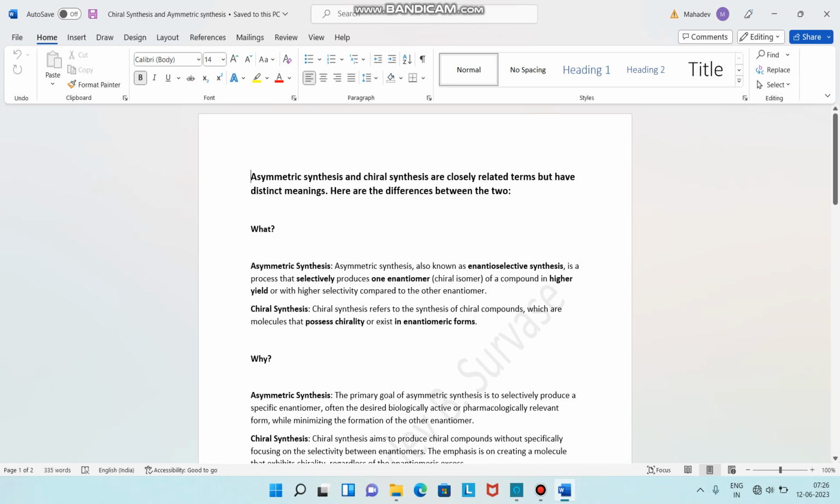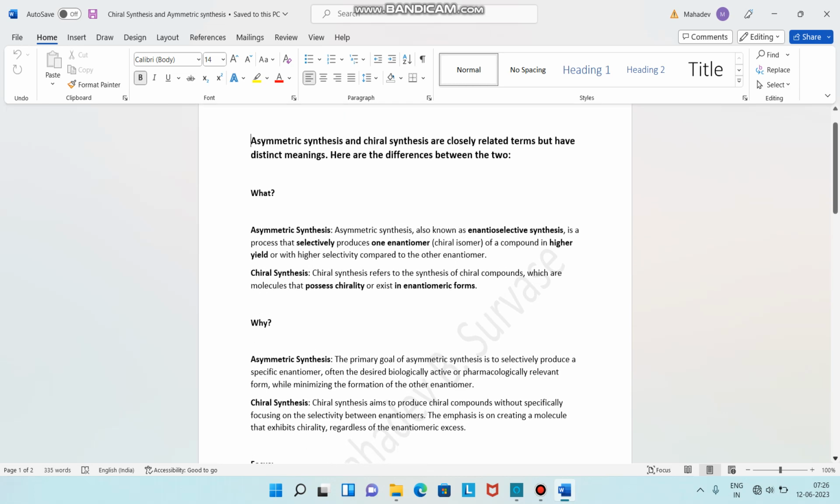And in case of chiral synthesis, it's a synthesis of chiral compounds, which are molecules that possess chirality or are present in enantiomeric forms. So here the focus in chiral synthesis is to prepare chiral compounds, and in case of asymmetric synthesis the focus is the synthesis of one particular enantiomer in a higher concentration.